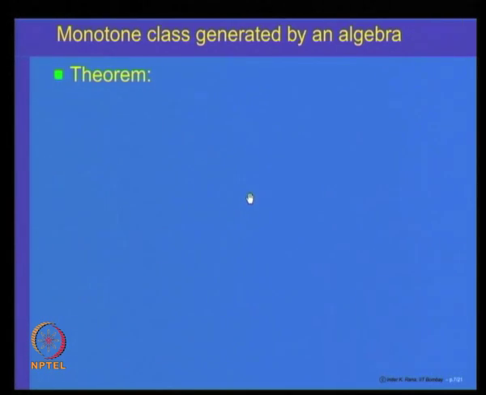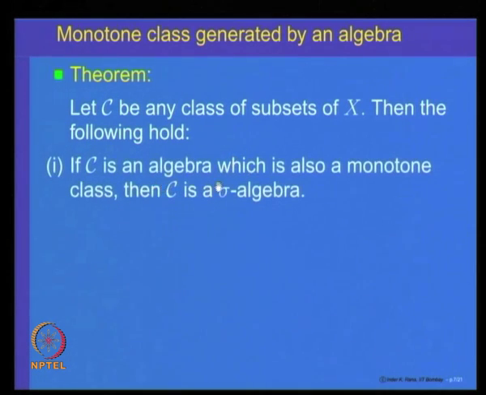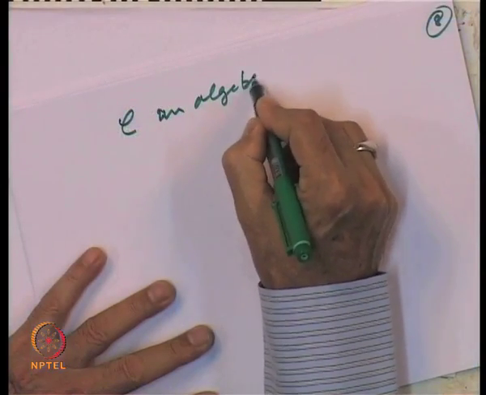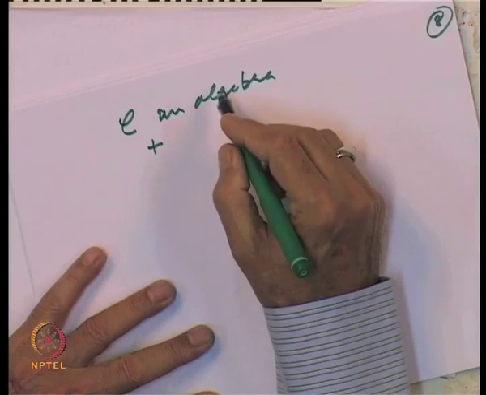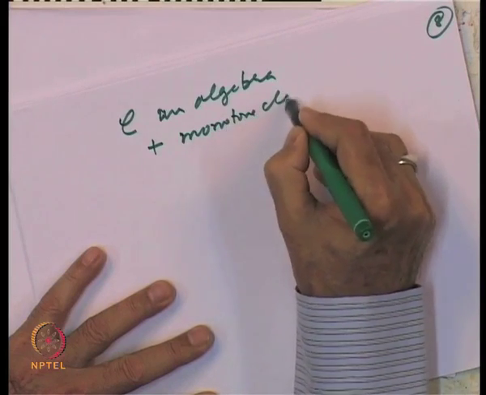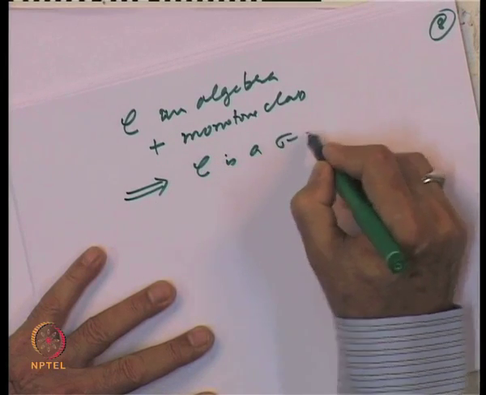First of all, let us start with any collection of subsets of a set X. Then the first observation is, if C is an algebra which is also a monotone class, then C is a sigma algebra. So, let us first prove this fact: if C is an algebra plus a monotone class, it implies C is a sigma algebra.